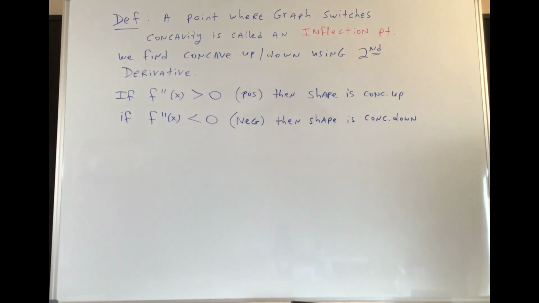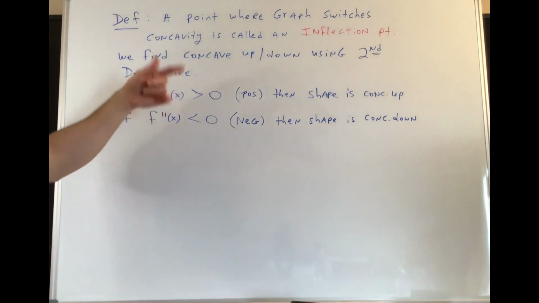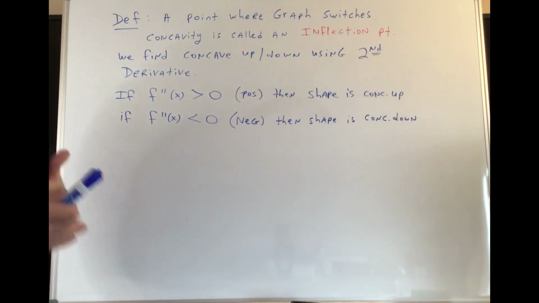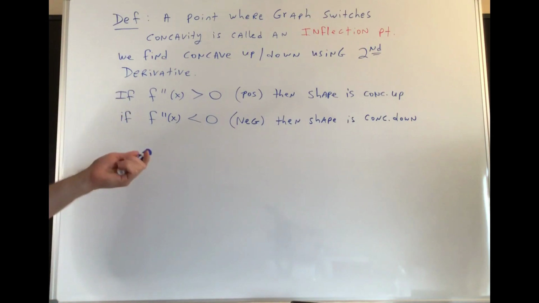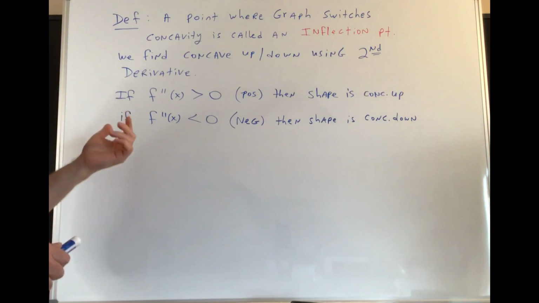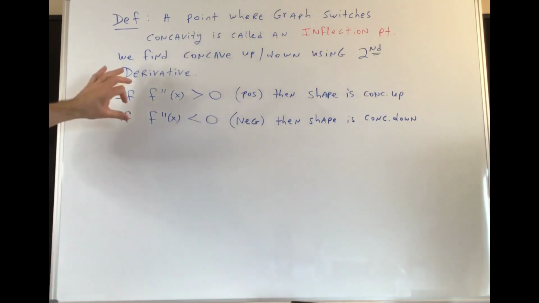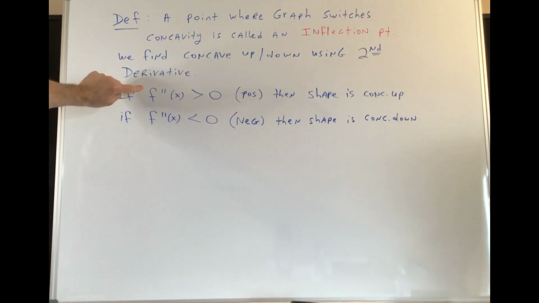So we find concave up and down using the second derivative. Increasing and decreasing was the first derivative. Concave up and down is the second derivative. What's nice about this is that it makes sense. If the second derivative is positive, then the shape is concave up. If the second derivative is negative, then the shape is concave down, and I like that. Positive, up. Negative, down. Same thing with increasing and decreasing. When the first derivative was plus, the graph was going up. When the first derivative was negative, the graph is going down. So it's similar with the shapes. Second derivative positive, concave up shape. Second derivative negative, concave down shape.